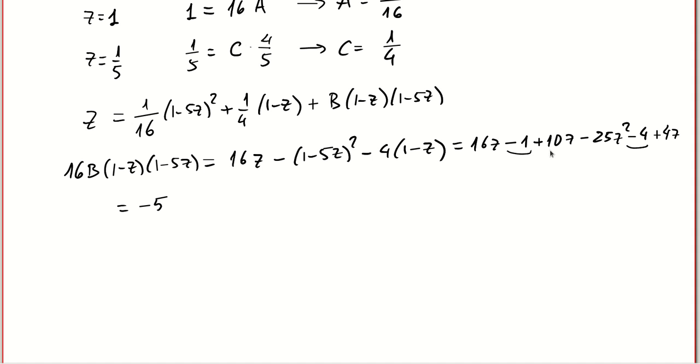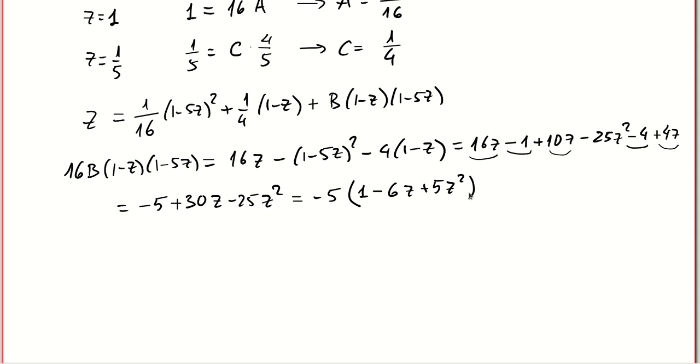Then we have the term with z, which is 10 plus 4 plus 16, right? So that's 14 plus 16, that is 30, right? So plus 30z. And finally, we have minus 25z squared. Well, you can easily factor minus 5, and then we have 1 minus 6z plus 5z squared, right?